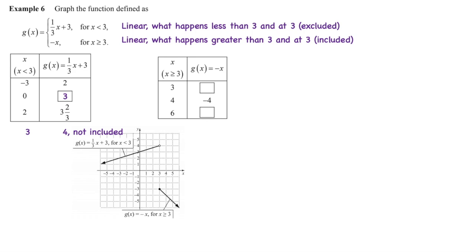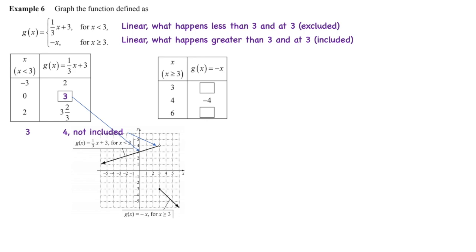I can now start plotting these points. So we have the point (0, 3), and I also have the point (3, 4). But notice I have an open circle here because it's not included. And I know that all this linear line is going to keep continuing backwards forever and ever in this direction, so I could continue plotting those points as well.